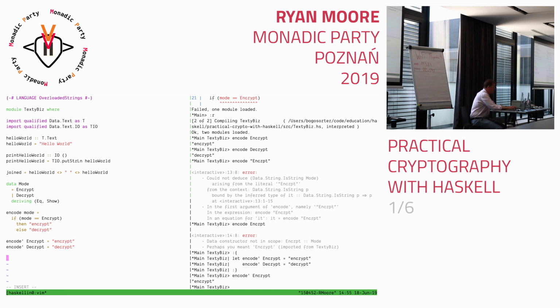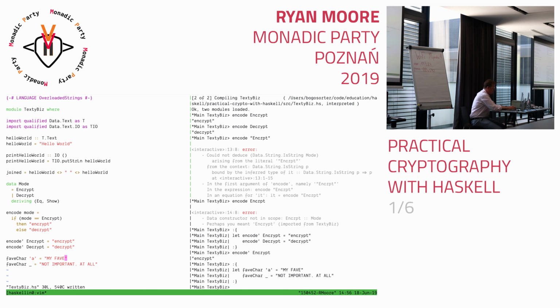And besides pattern matching on data constructors, it's also going to be important for this class to realize that we can pattern match on values themselves. So if we had, for example, a function that takes a char and returns something, and we wanted it to do something specific when it took in the character A, I guess I'll call this favorite. So now, if I pass in A, we get my fave.